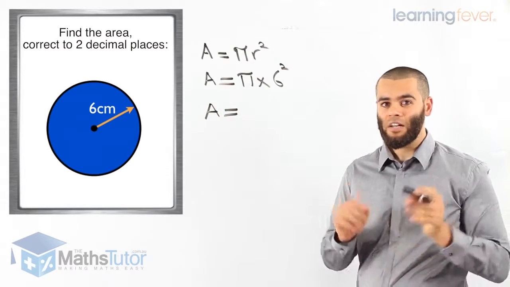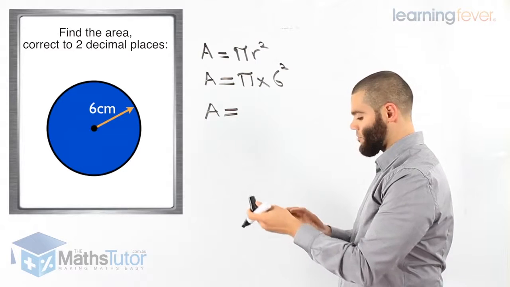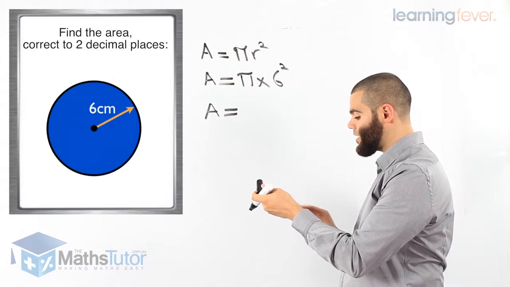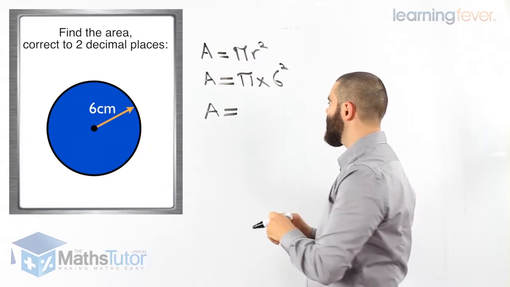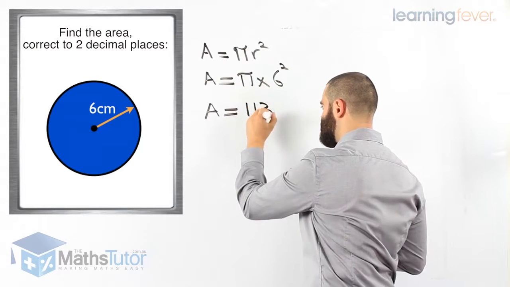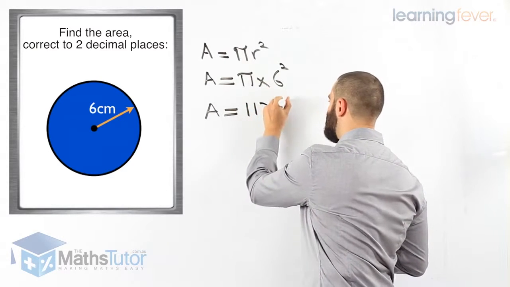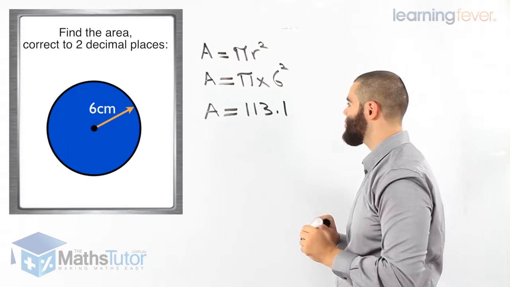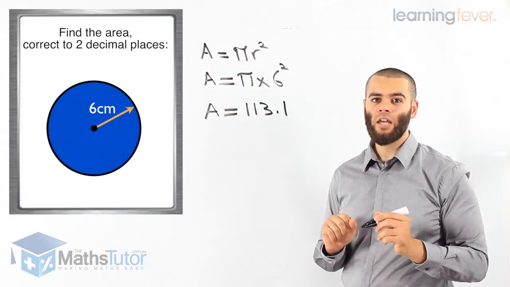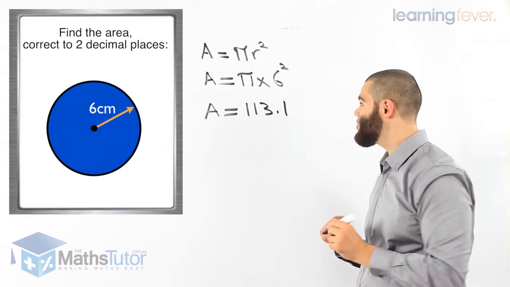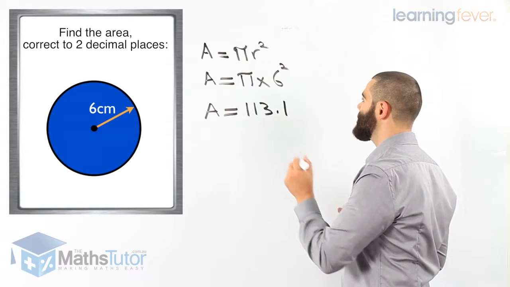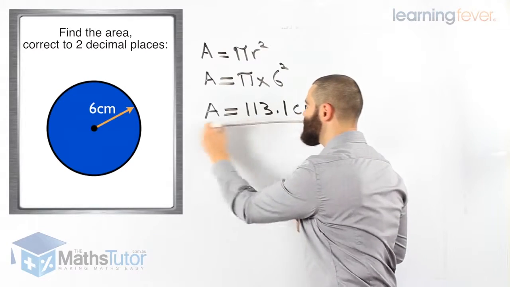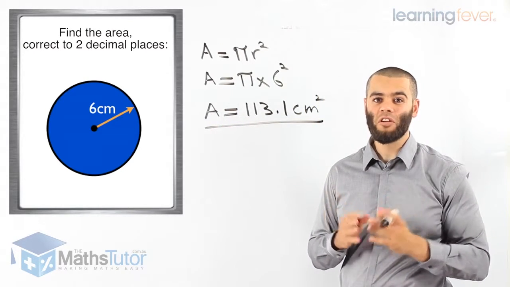Make sure you grab your calculator. Let's do this together. Pi times 6 squared, which is 6 times 6, 113.1 to 1 decimal place. In your calculator, it should say 113.09. The 9 rounds off the 0 and becomes 113.1, and we know it's centimeters, so centimeters squared, square centimeters. That is the answer. That is the area for the circle.